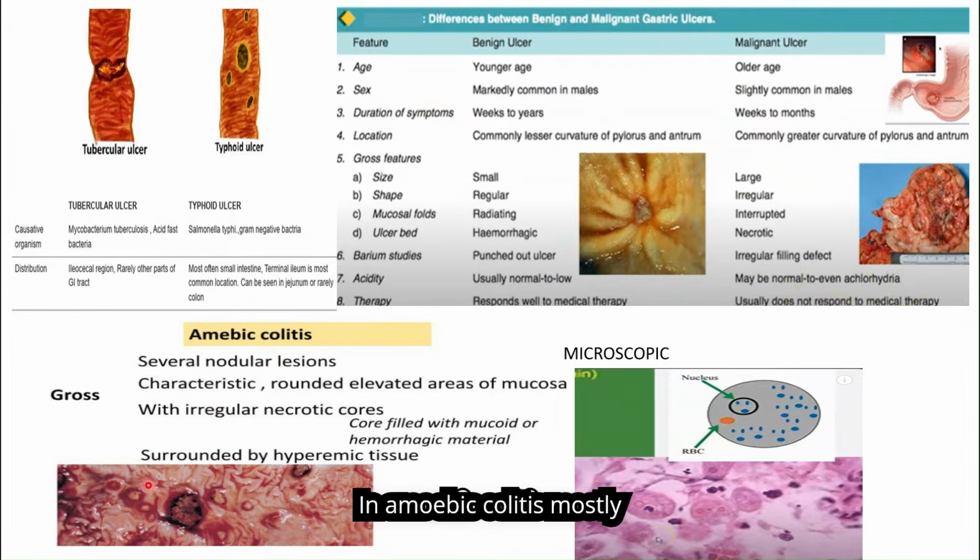In amoebic colitis, mostly the outer surface of the wall shows small tiny ulcers, but when you see microscopically, it is having a specific flask shape appearance, means narrow neck and wide base, and the organism which is responsible for this amoebiasis is the cyst form of E. histolytica.